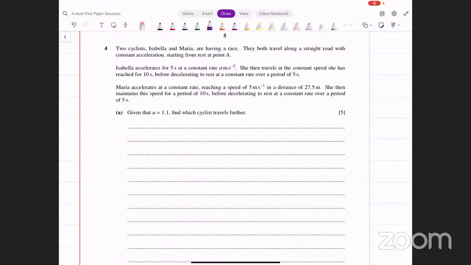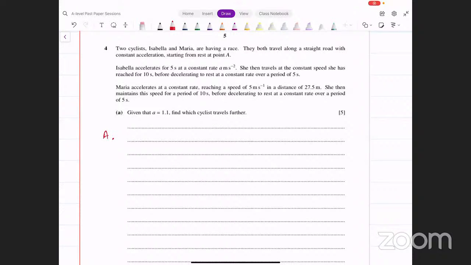2 cyclists, I don't know how to pronounce this name, Isabella and Maria. Isabella and Maria are having a race. They both travel along a straight road with constant acceleration, starting from rest at a point A. So they're both starting from the same point. So let's say that point is A here. उससे start करें.